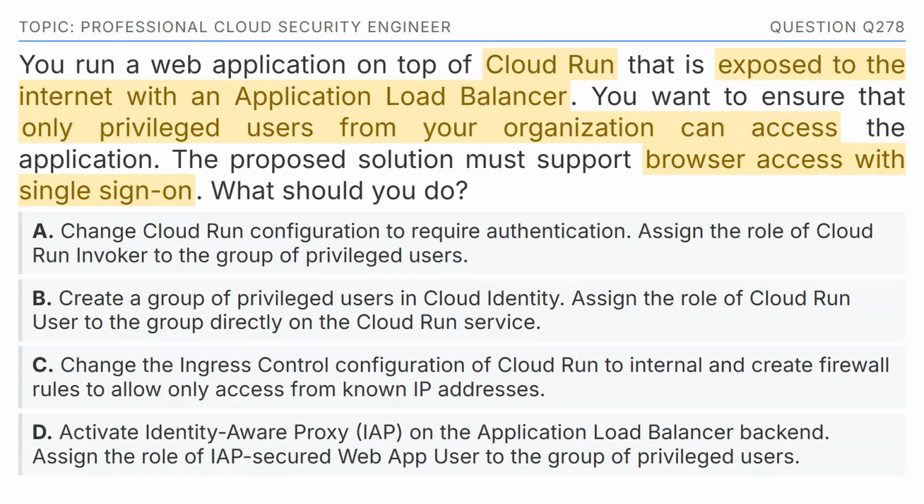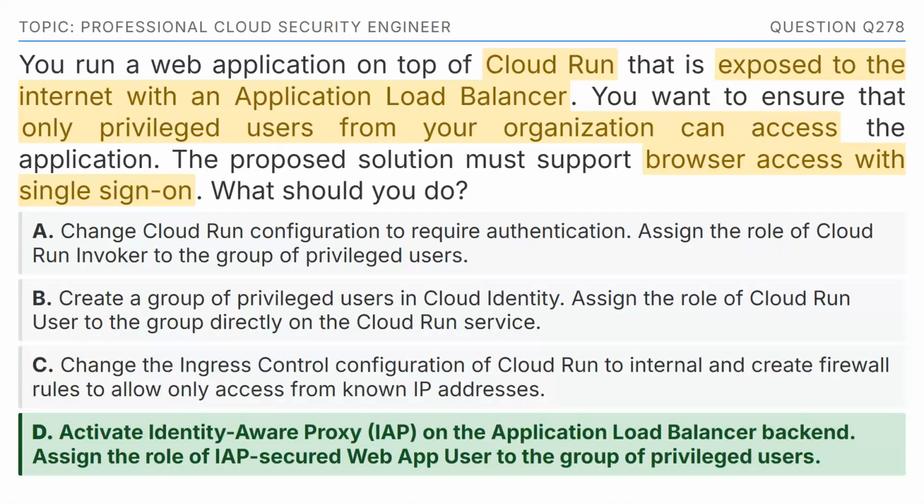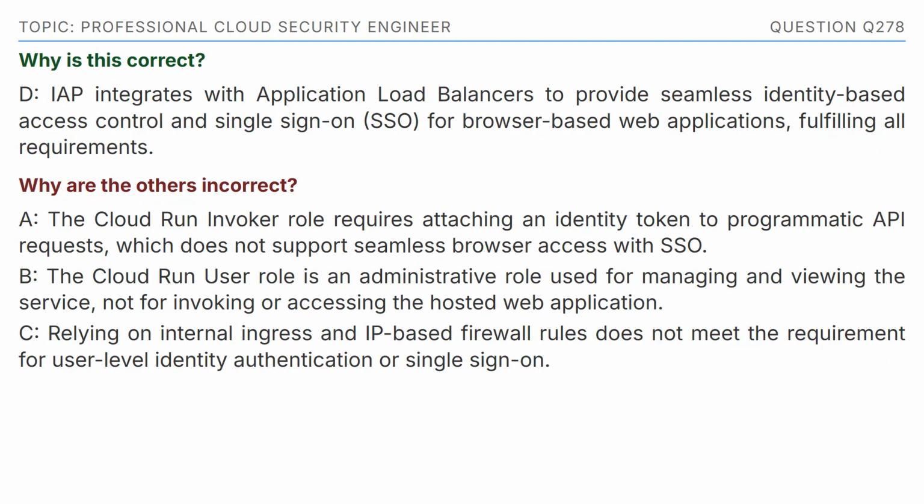To arrive at the correct answer, we focus on the keywords: Cloud Run, exposed to the internet with an application load balancer, only privileged users from your organization can access, browser access with single sign-on. The correct answer is option D, activate Identity-Aware Proxy, IAP, on the application load balancer backend. Assign the role of IAP secured web app user to the group of privileged users. Why is this correct? D.